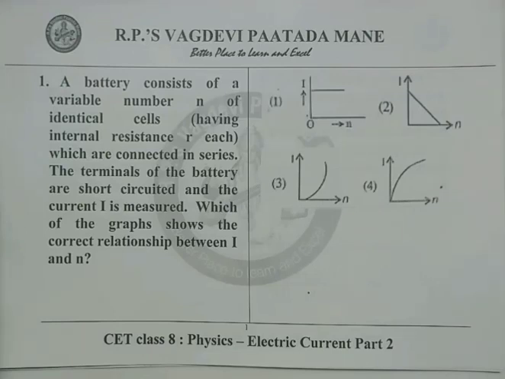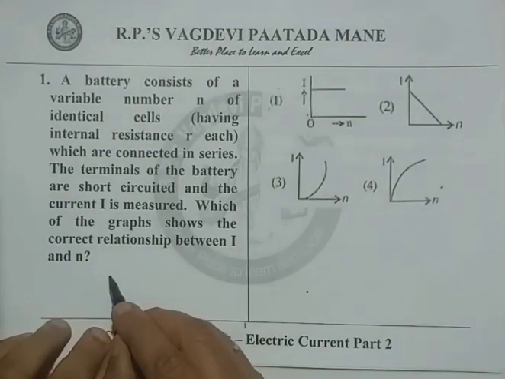We read it. A battery consists of a variable number n of identical cells having internal resistance R each, which are connected in series. The terminals of the battery are short circuited and the current I is measured. Which of the graphs show the correct relationship between I and N?